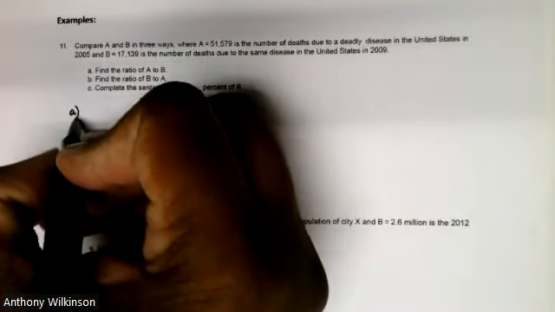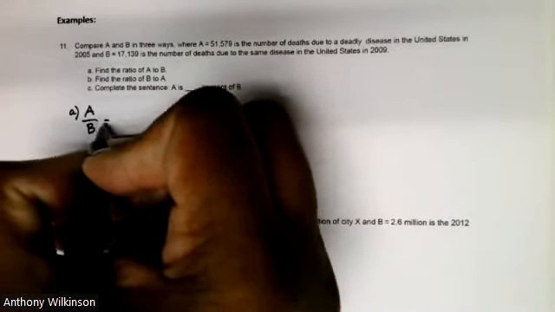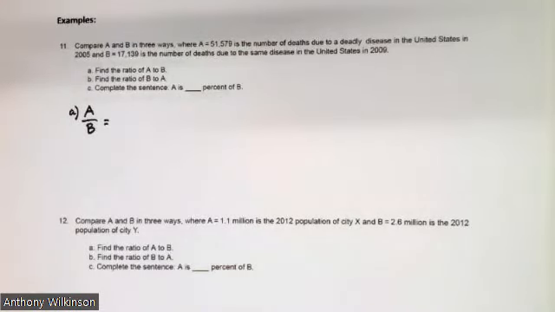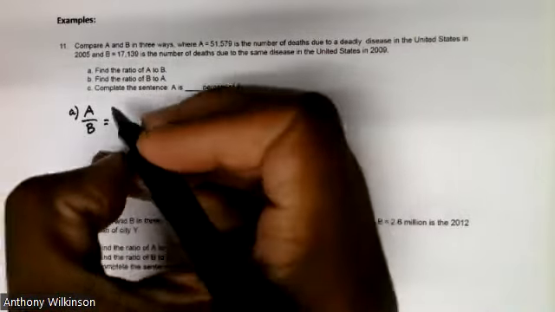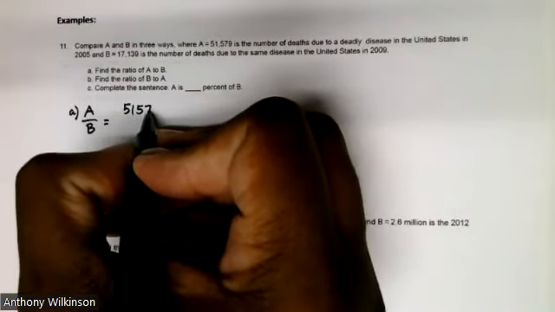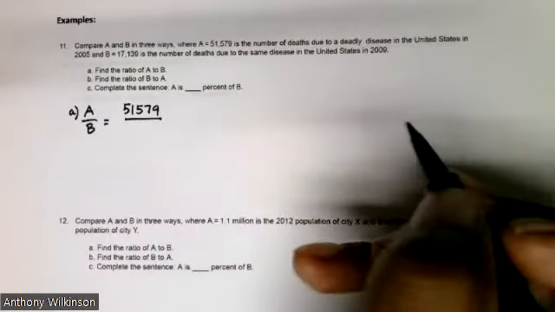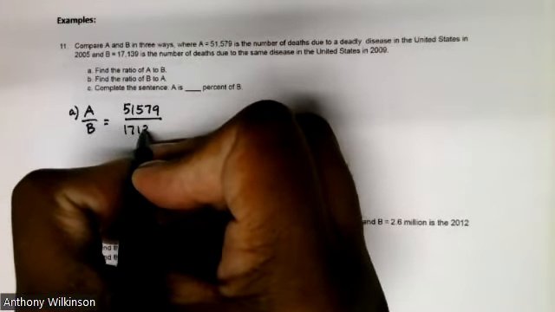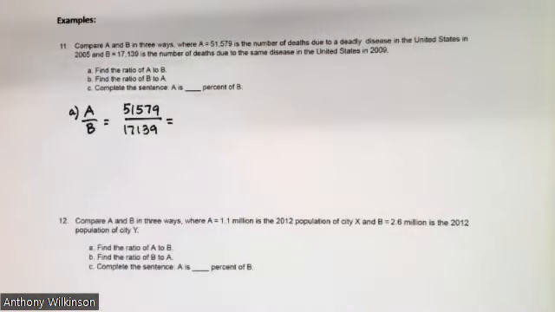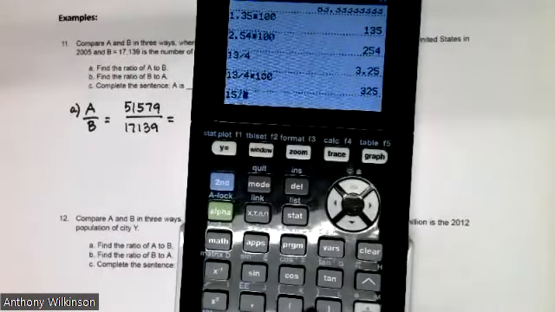The way I'm going to write this is as a fraction, A over B, because ratios can be written in the form of a fraction. So in this case, A was 51,579 divided by B, which was 17,139. And I think they want that answer to one decimal place. Actually, 2 decimal places, I should say. So 51,579 divided by 17,139.